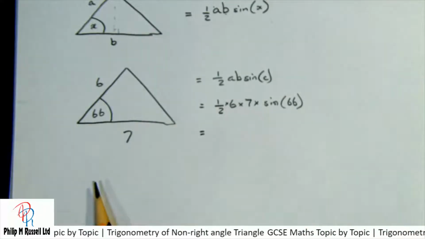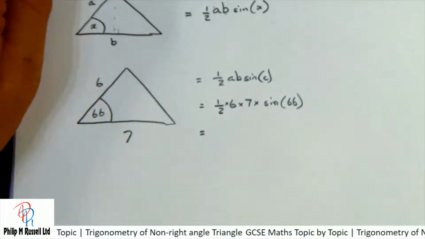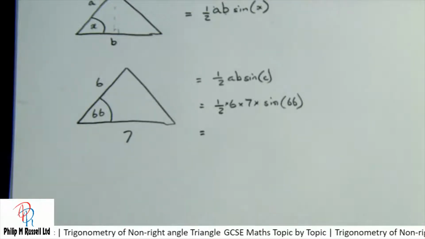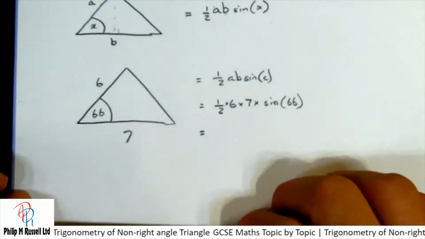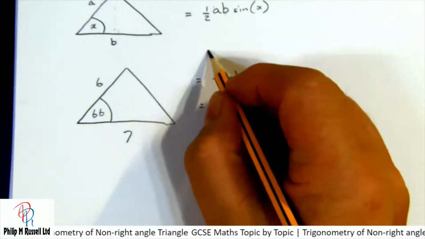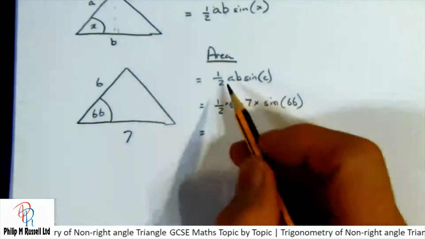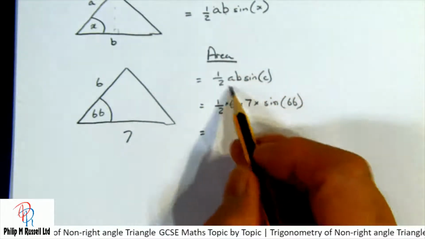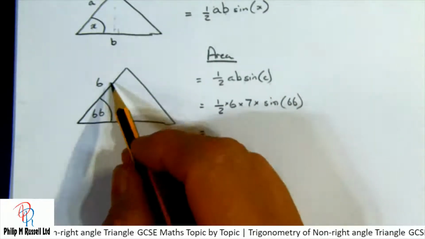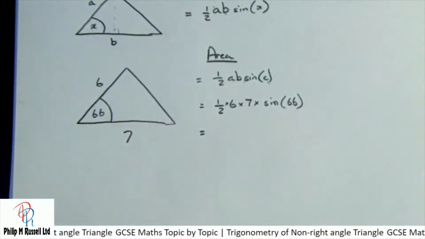I can start. Okay, we had a little problem with sound there. So we're looking at some trigonometry. We're looking at non-right angle triangles, and we're looking at this to try and find the area of the triangle. Right, so area of triangle is a half AB sine C, and we've got here a triangle of size 6, 7, angle 66. Let's look at this in the calculator.